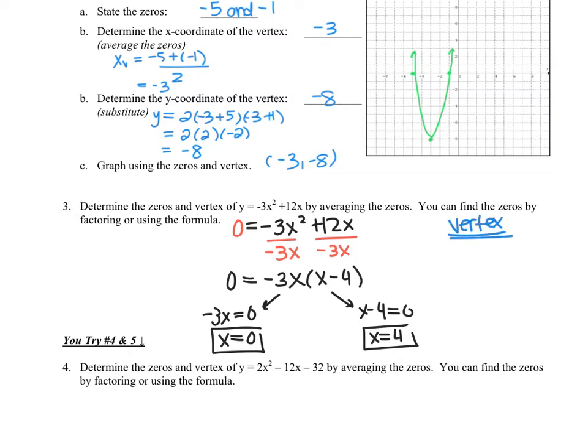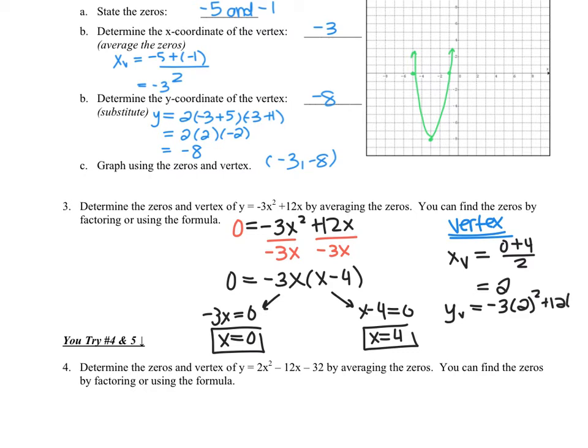First thing we want to do, average the zeros. And again, look at my notation. x subscript v is equal to, add the zeros, divided by 2, and I get an x-coordinate of 2. For the y value, if you want to put a little subscript of v, you can do that as well. And now when you replace x with 2, you can use the standard equation that you were given, or you can use the equation that you factored. It's really up to you. I'm going to use the standard one, just so that we have something new.